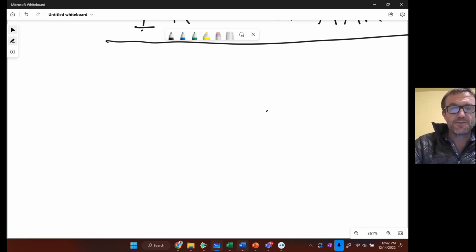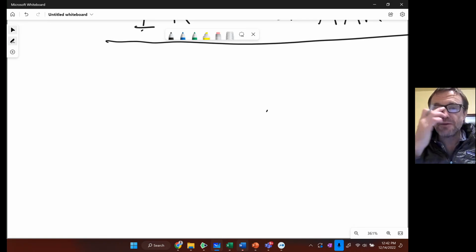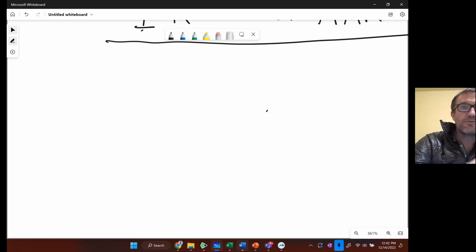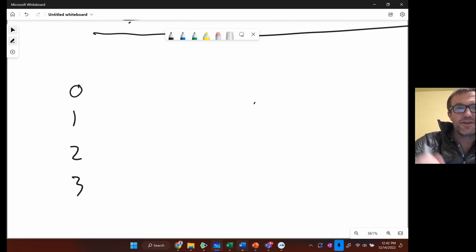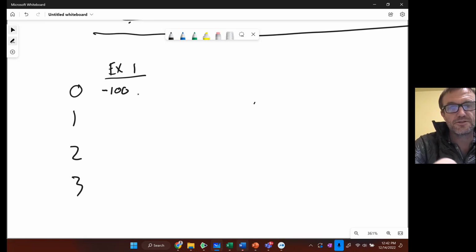So for this example, I am going to use a hypothetical investment, and I'm going to say years 0, 1, 2, and 3. Let's just say that for example 1, we are going to invest $100,000. I'm going to put a negative 100 at the beginning here at 0. So negative $100,000. Your bank account goes down by 100 because you invested it in this investment.